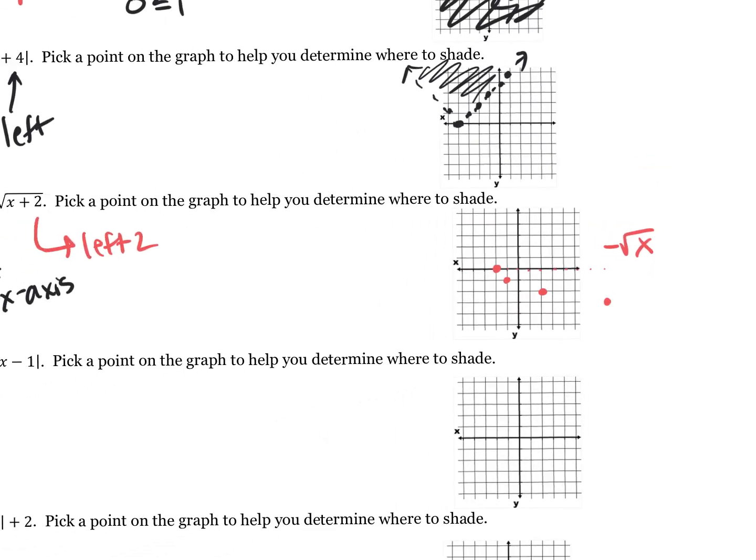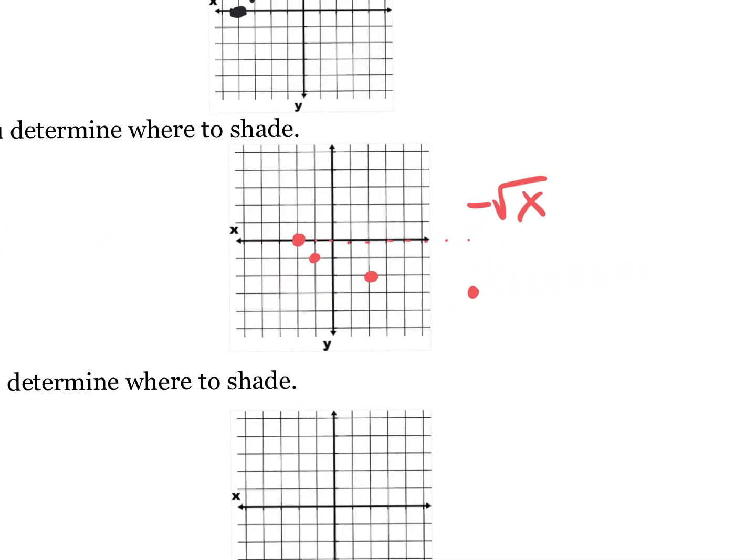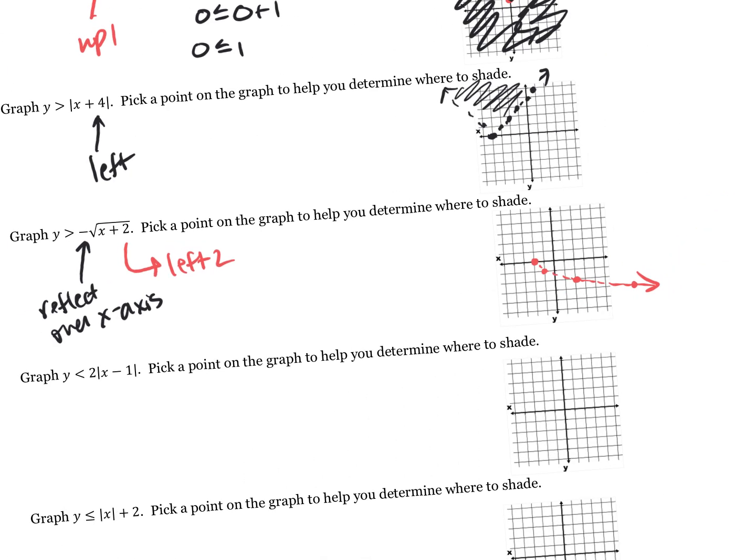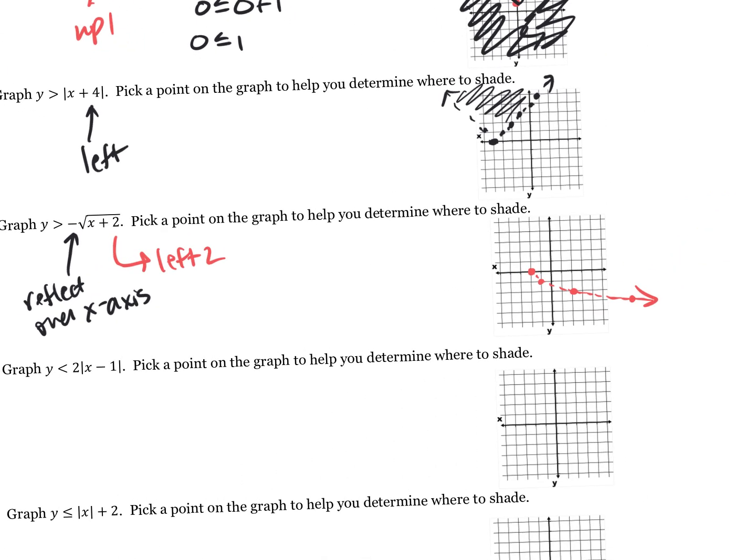Solid or dashed on this one? Dash. Good call. Thanks, people. Dash that line. And then the shading for this one is weird. Where are we shading? Greater than or less than? Greater than means we need to go above.